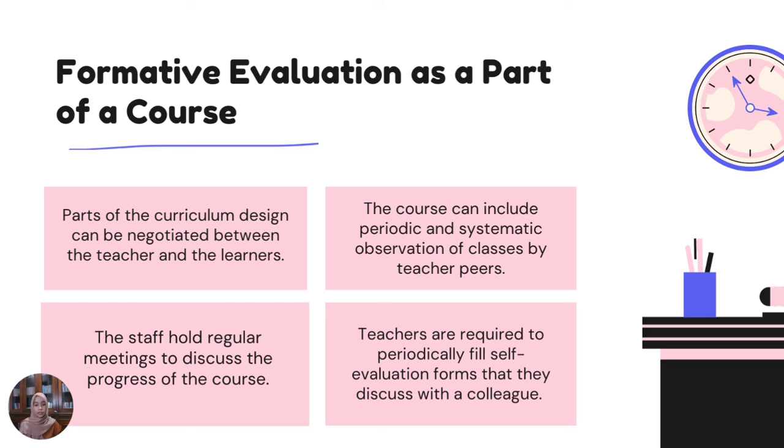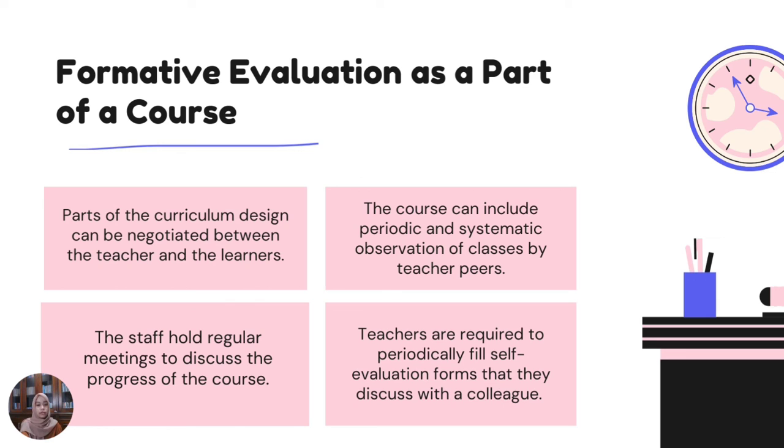And the formative evaluation can be done in the following ways. As we can see, there are 4 points here. The first is that parts of curriculum design can be negotiated between the teacher and learners. This negotiation is a kind of evaluation with immediate effect on the course. It may include negotiation of classroom activities, some of the goals of the course, and some of the assessment procedures.